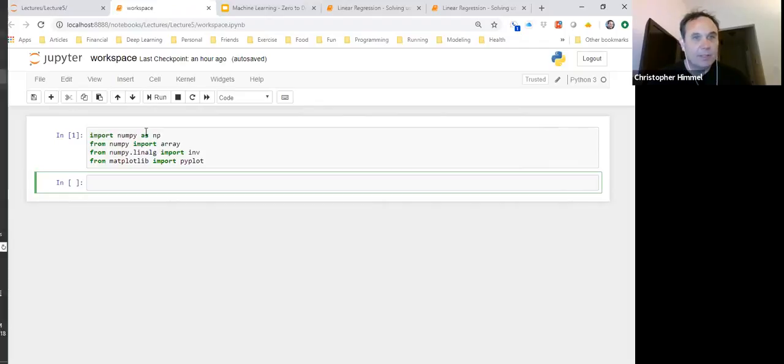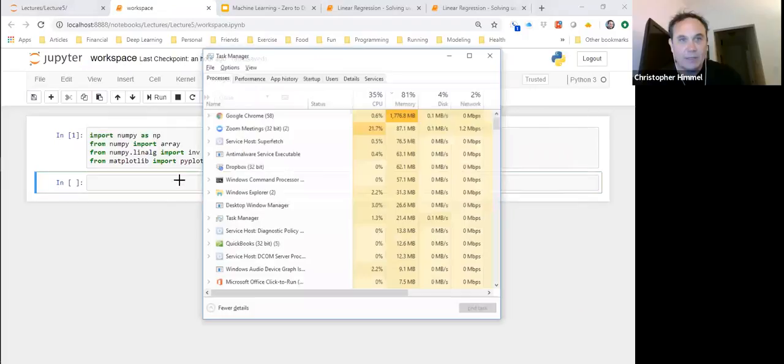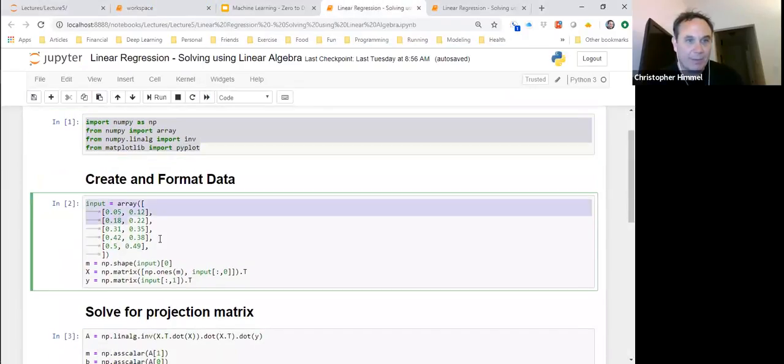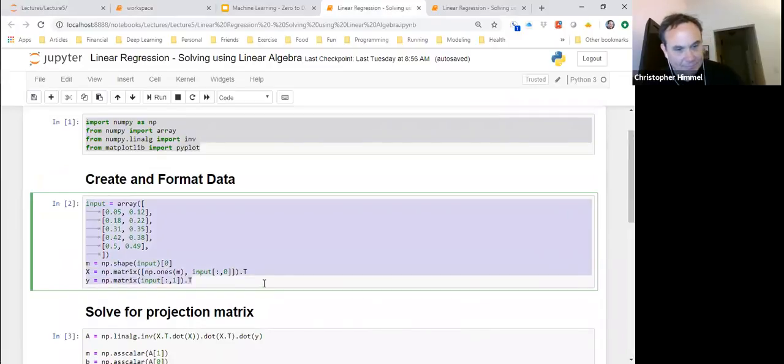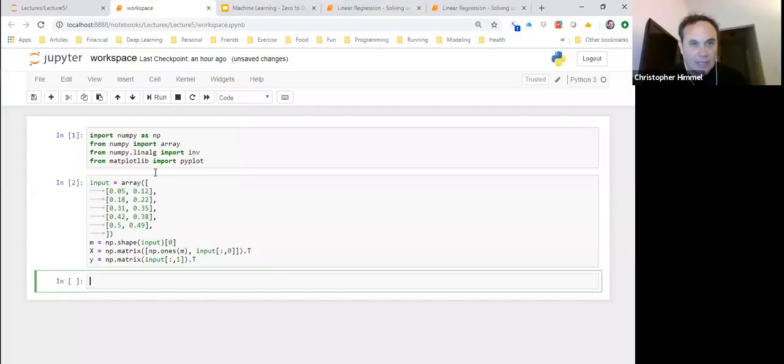Okay, so we're in the first bit. Let's go and grab the second one. Now what I'm going to do, I created my own little data set here, and I am going to just cut and paste it. My data set is an array. The input is 0.05, 0.18, 0.31, 0.42, and 0.5. The output is 0.12, 0.22, 0.35, 0.38, 0.49.